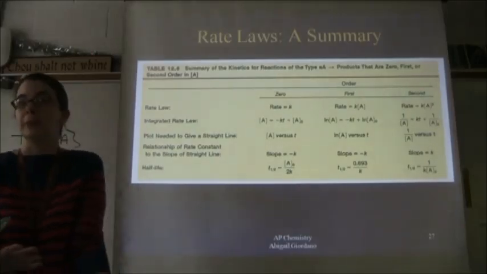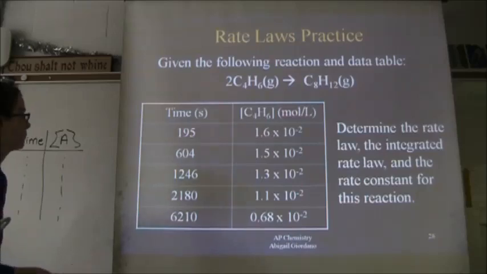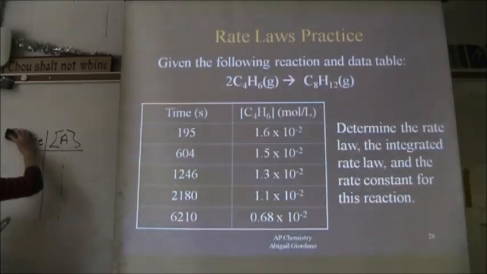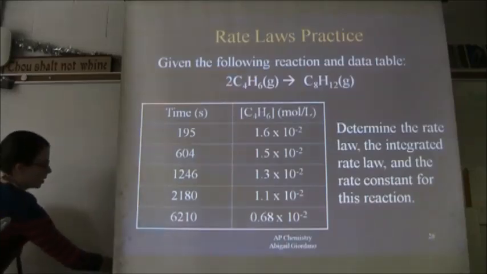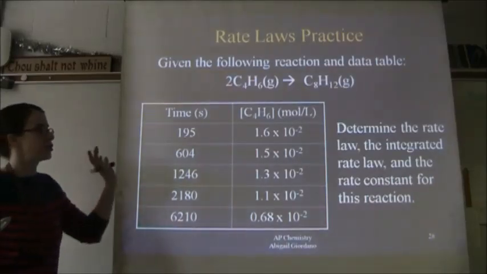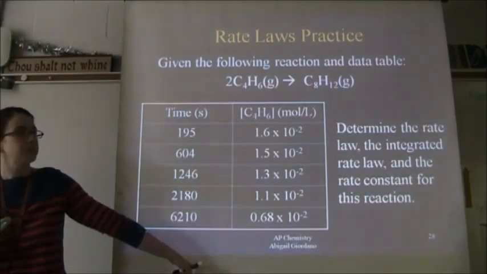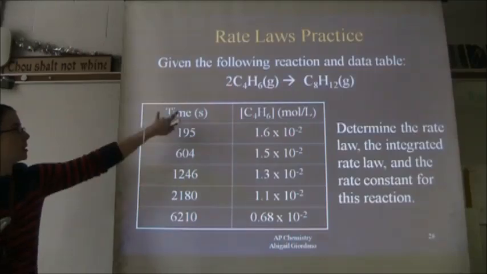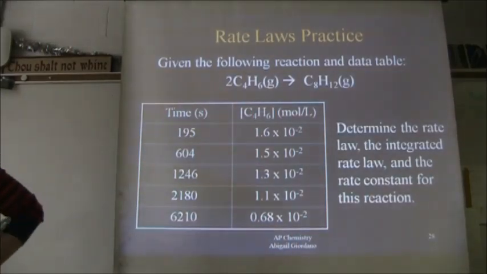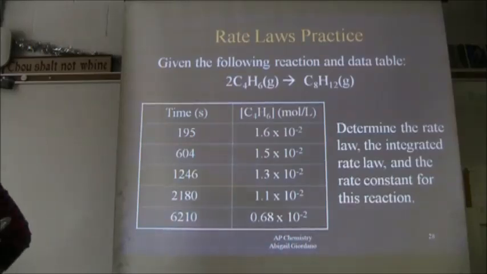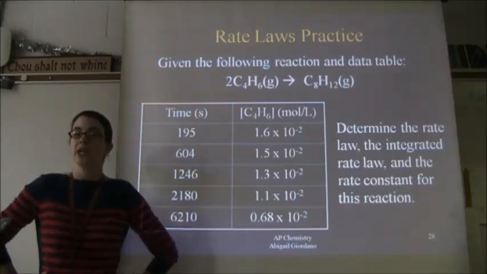Let's look at a sample problem. Are you ready? Here we go. Okay. Much like I just erased off of the board, you have a data table to go with this equation, times molarities. And it says determine the rate law. Well, that would be great, but I don't know what the exponent is supposed to be. So that's what we need to figure out.